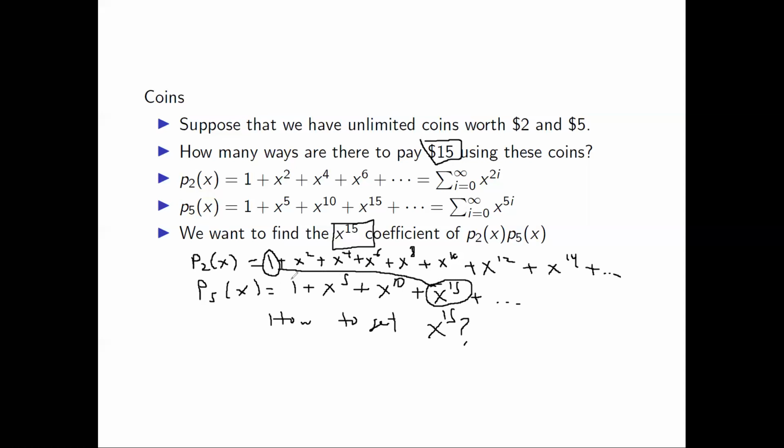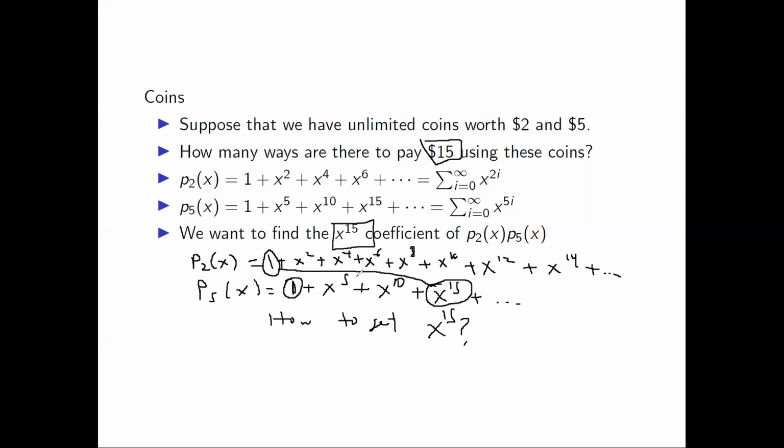And we can look at the same thing right here, this one right here. This one, if we want to combine it with an x to some term from the top, from P2 of x, to make an x to the 15th. We see that in P2 of x, there's no term that's going to make an x to the 15th with this 1. So there's nothing to pair this with. This one's going to be useless.